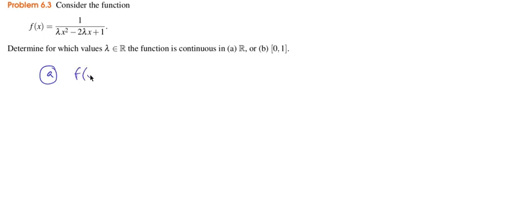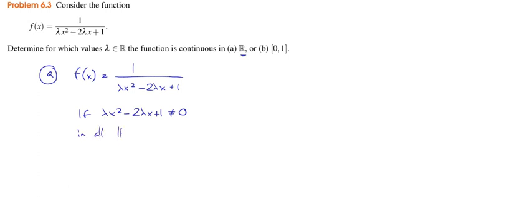So f of x is a rational function, because lambda is a number, so the denominator is a second order polynomial, and f will be continuous in the whole of the real line if there are no zeros here. So if lambda x squared minus 2 lambda x plus 1 is different from 0 in all R, in the whole real line, then f is continuous.